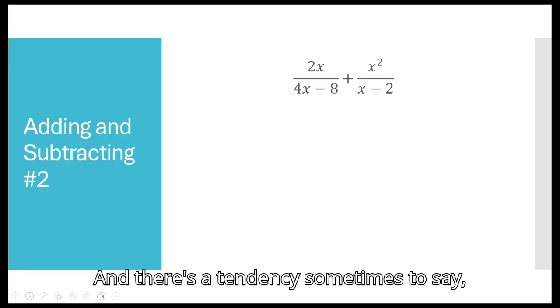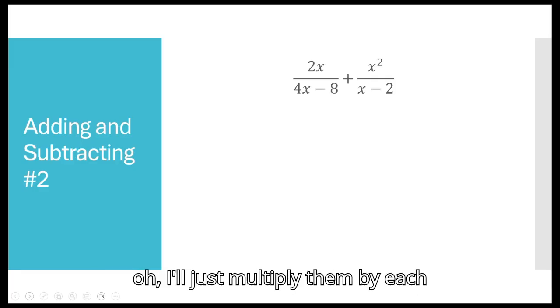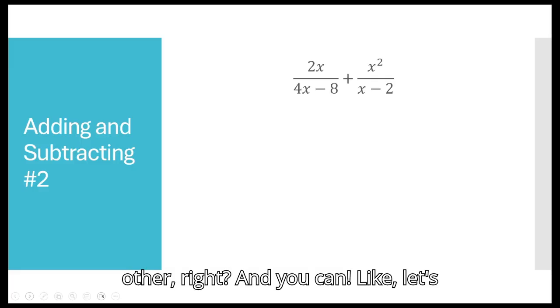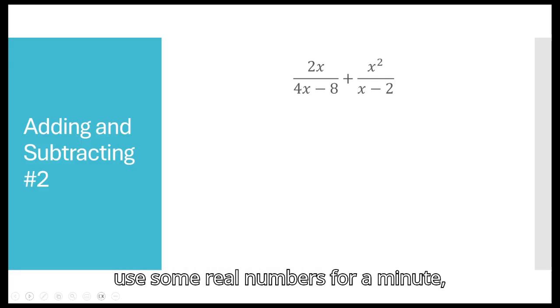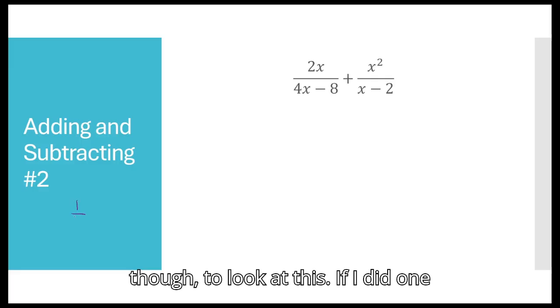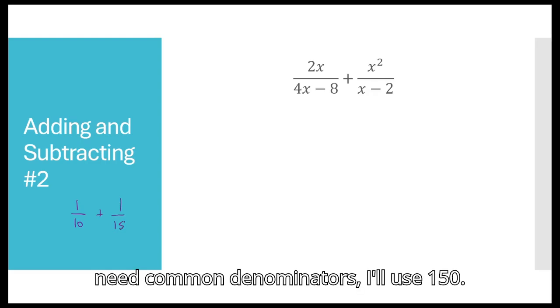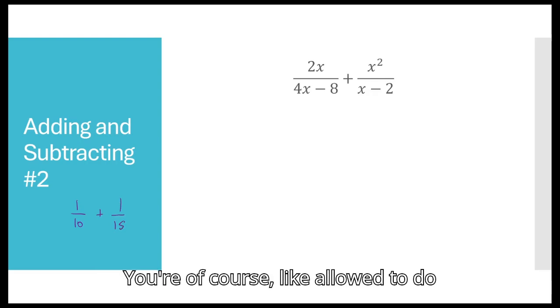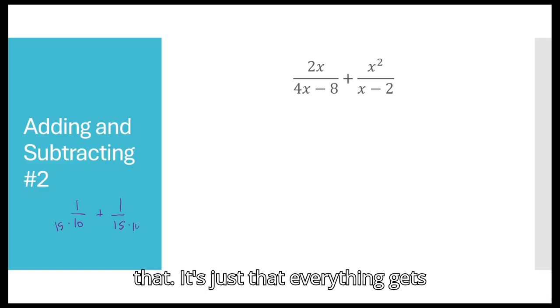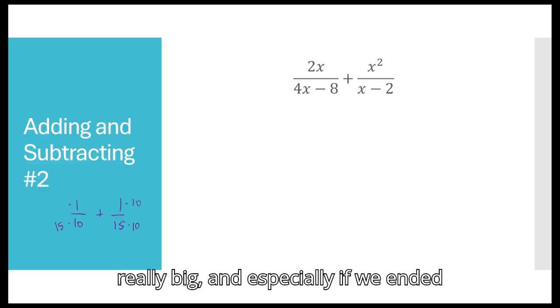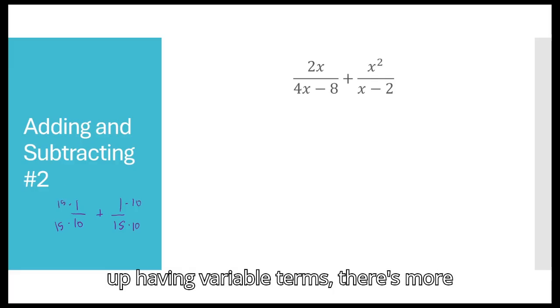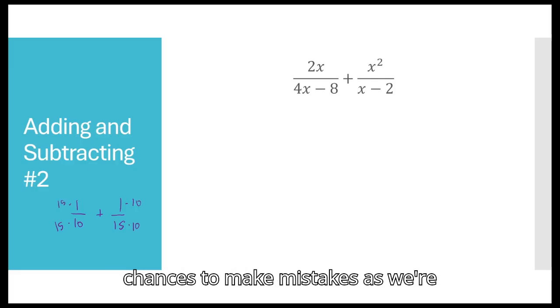And there's a tendency sometimes to say, oh, I'll just multiply them by each other, right? And you can. Let's use some real numbers for a minute, though, to look at this. If I did 1/10 plus 1/15, and I said, I need common denominators, I'll use 150. You're, of course, allowed to do that. It's just that everything gets really big.